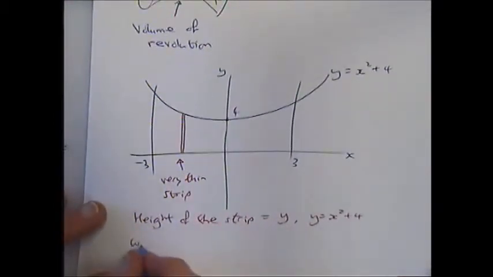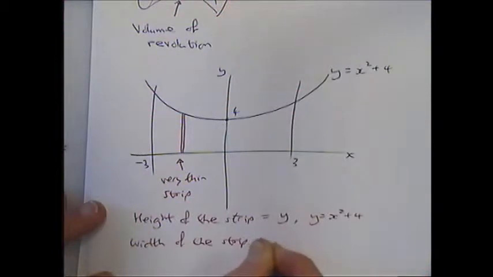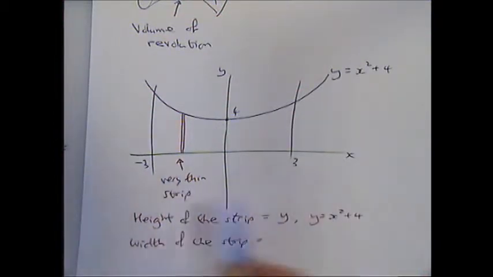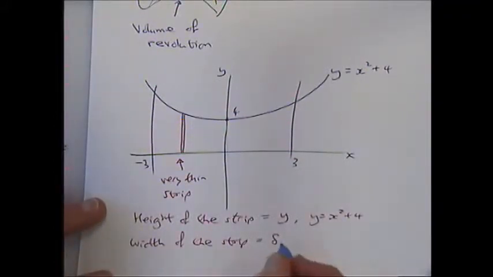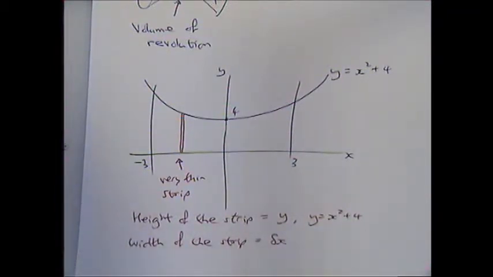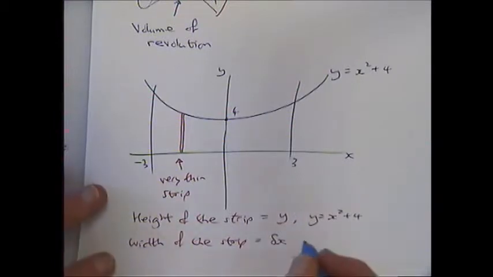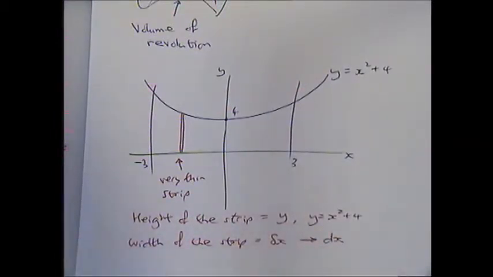Then, if we look at the width of the strip, the width of the strip is a little bit of x. I don't know if you ever came across that in doing calculus in year 12, a little bit of x. And as that gets narrower and narrower, that's effectively going to be replaced with the dx in the calculus.